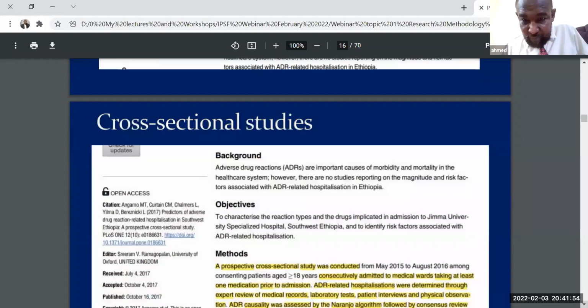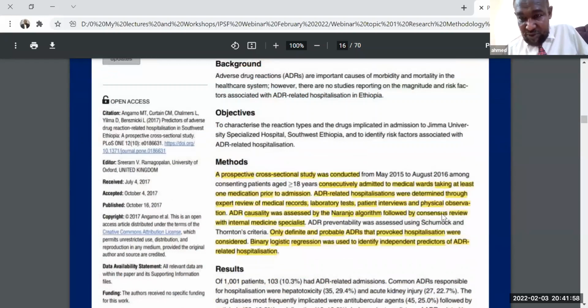Here they cover the period from May 2015 to August 2016, but it is still cross-sectional, because as I said, the unit of observation has been observed or measured only once. If it is measured more than once, it will be longitudinal, or if one is exposed and followed to an outcome, it will be a cohort study.